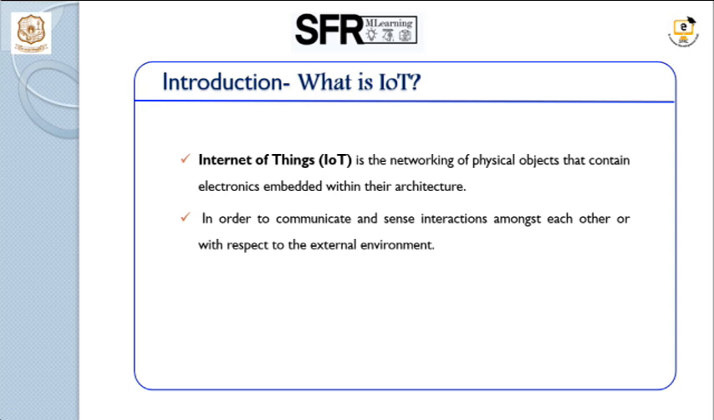The first one, what is IoT? IoT is a networking of physical objects, like hardware components, which help us to carry out our day-to-day activities with the help of electronically embedded things. In order to communicate and sense interactions, we need some software to carry out the IoT.